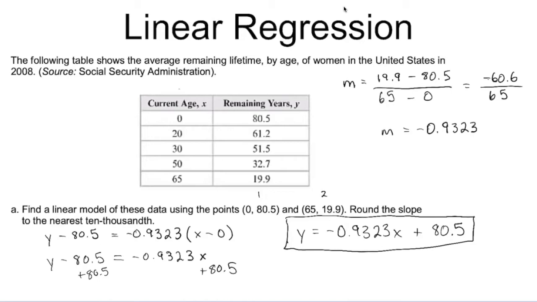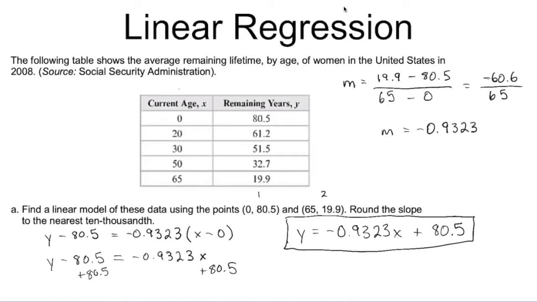So then I took that slope and used the point slope form, and I used point 1 when I calculated it. So you'll see y minus 80.5 is equal to the slope, negative 0.9323, times x minus 0. Point slope form allows me to now come up with the equation. When I expand the right-hand side, the 0 is gone because multiplication times 0 is 0, so you're just left with negative 0.9323x on the right-hand side.